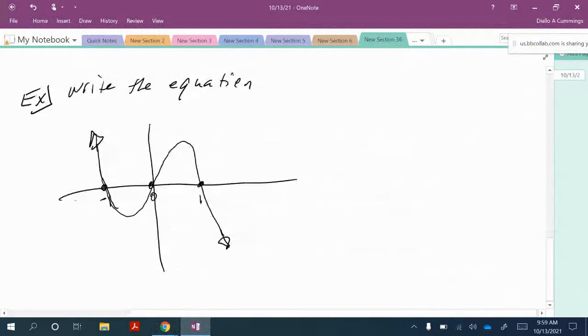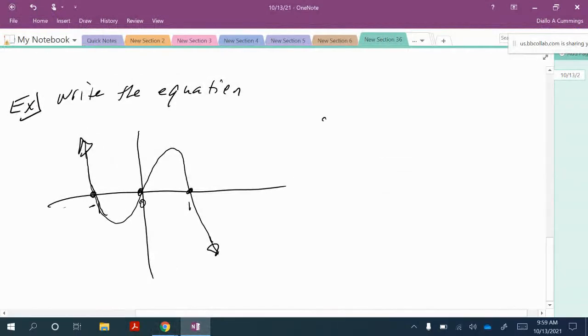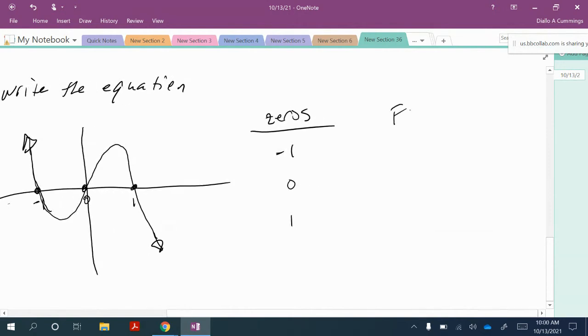All right, let's take a look at the solution. So first we have the zeros, which are -1, 0, and +1. We're going to convert those zeros to linear factors. So x minus -1 as a linear factor is x plus 1.